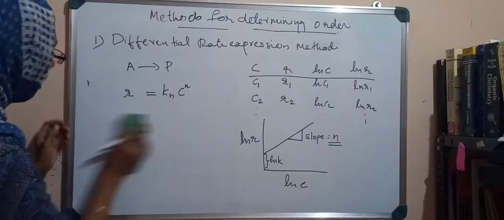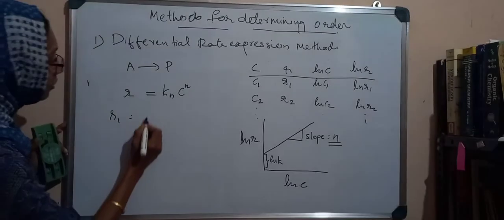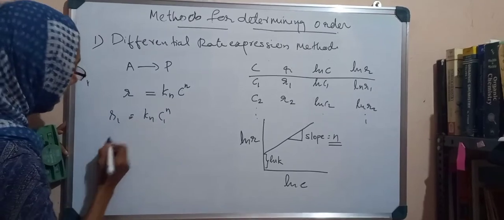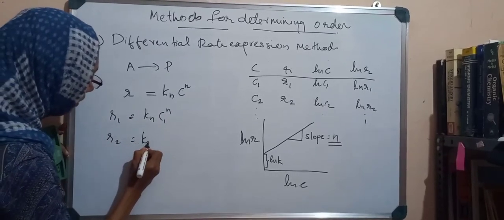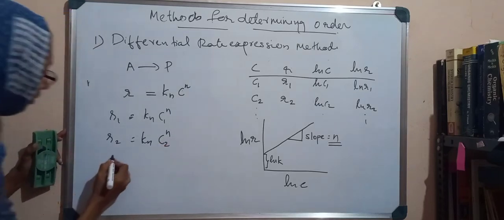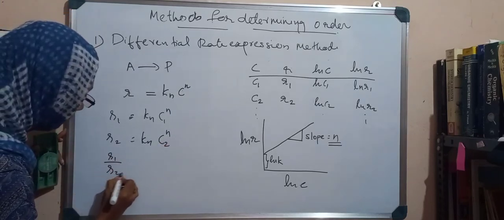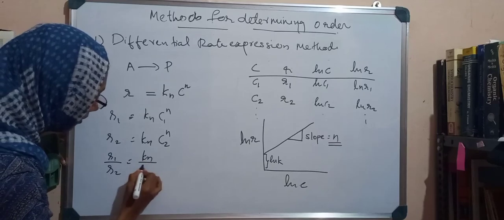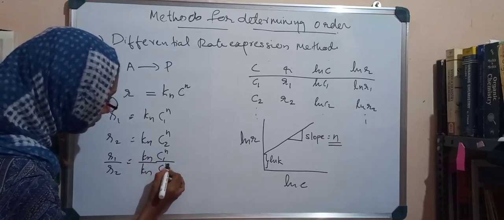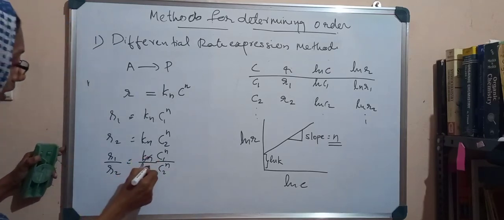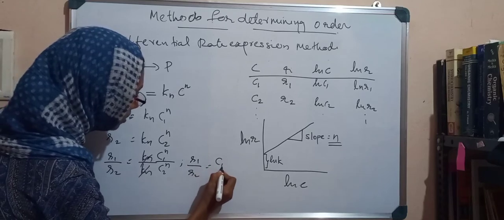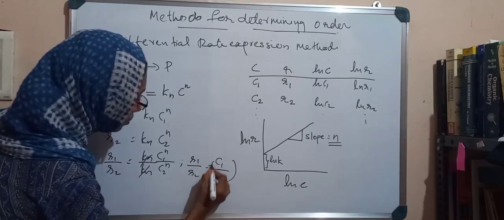R1 is equal to Kn into C1 raised to n, and R2 is equal to Kn into C2 raised to n. Then R1 by R2 is equal to Kn divided by Kn, C1 raised to n divided by C2 raised to n. So these two cancel, and you get R1 by R2 is equal to C1 by C2 raised to n.